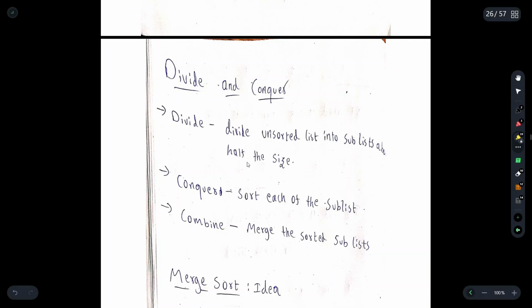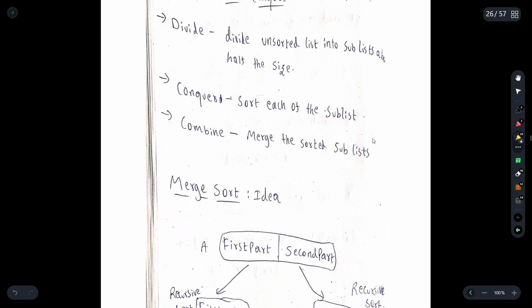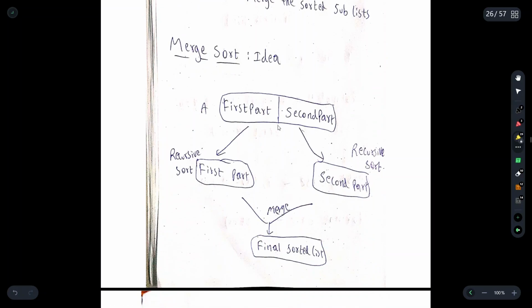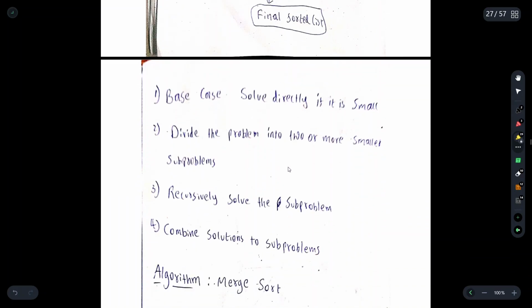So merge sort divides the unsorted list into sublists of half the size, then conquers by sorting each of the sublists and merging the sorted sublists. So in merge sort, the first part is a recursive sort, the second part will also have a sort, and we will just combine both, and we will give the final sorted list.